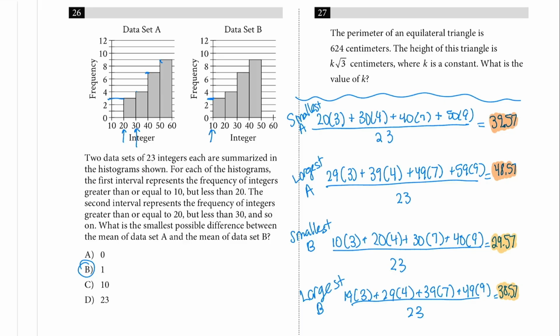So now that you've seen how to do this, you can probably replicate it on your own. But during the test, I would only attempt this problem if you had enough time.